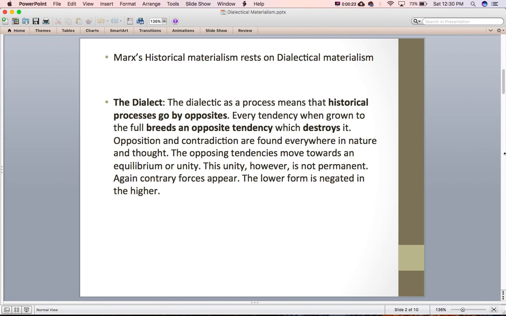Now, dialect is a process which believes in the notion that historical processes go by opposition. As per this, any organization or idea or thesis, when it grows to full, an opposite tendency begins in it, or you can say contradiction starts within it. These conflicting tendencies lead to synthesis, or we can refer to it as a unity. However, this synthesis is not a permanent one, and over a period of time, contradiction again emerges in it.